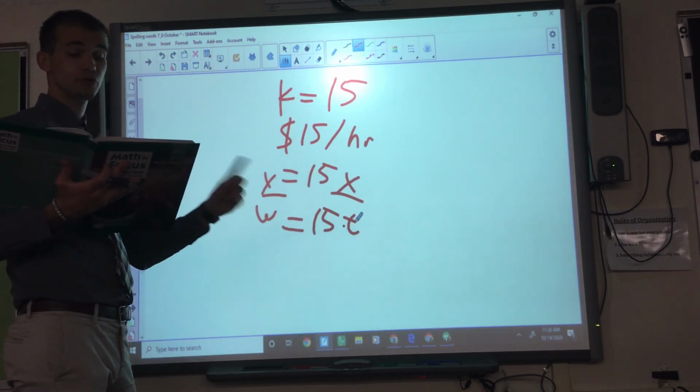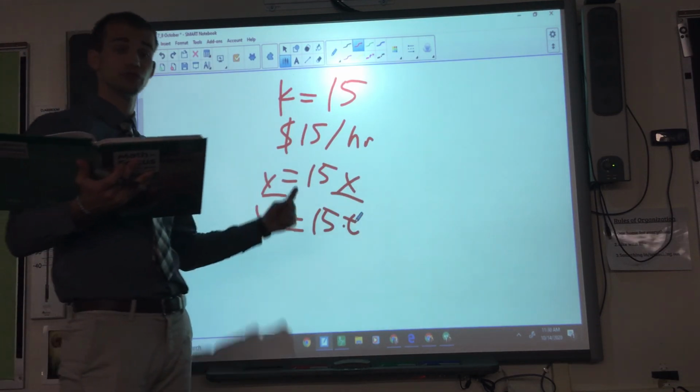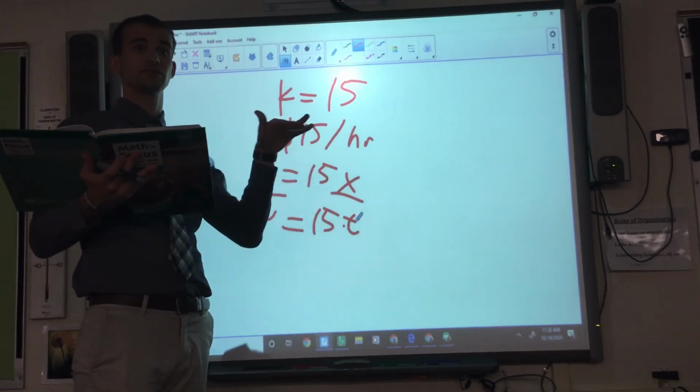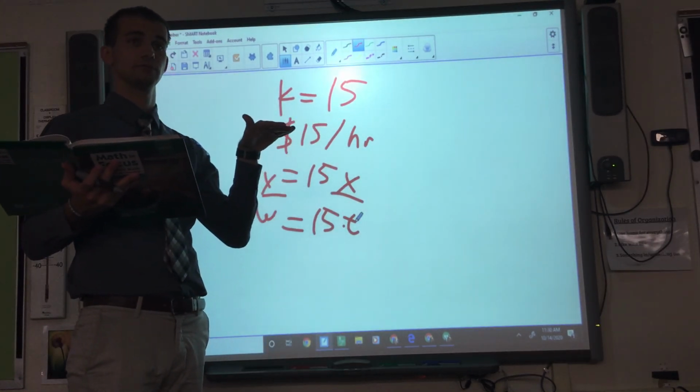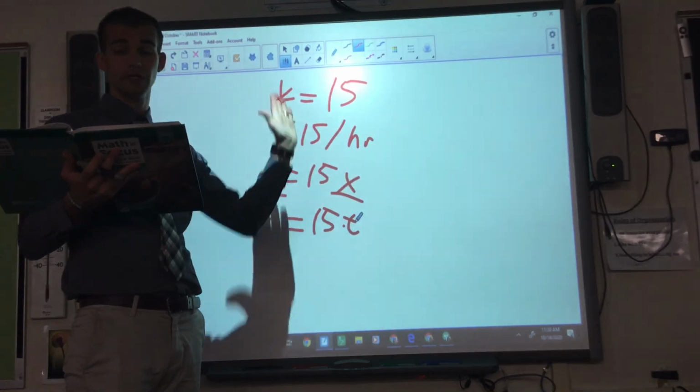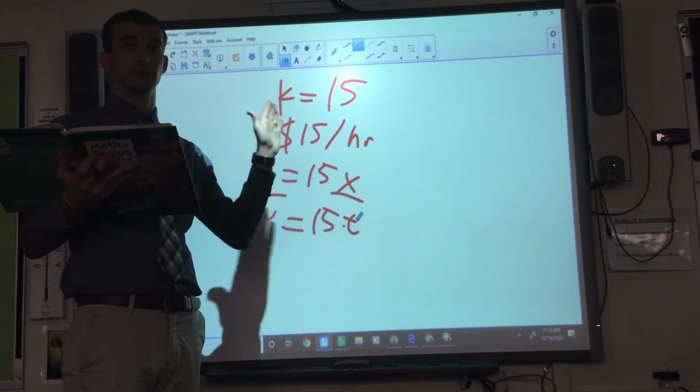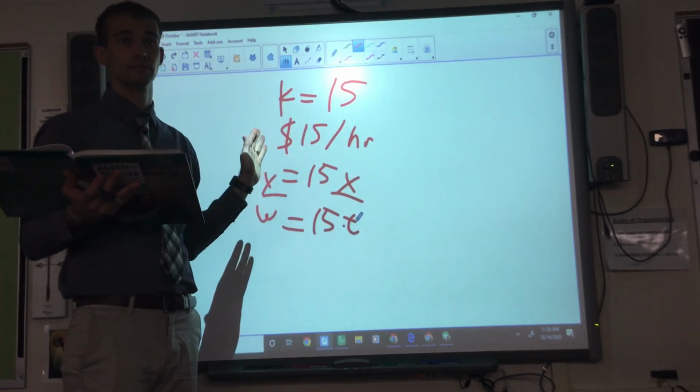Explain what the point (2, 30) represents in this situation. Well, 2 is on the time axis, so it represents what? 2 hours. And 30 is on the wage earned axis, so it represents $30.